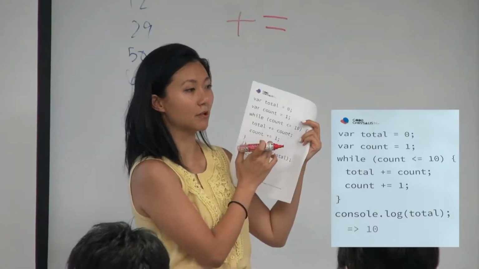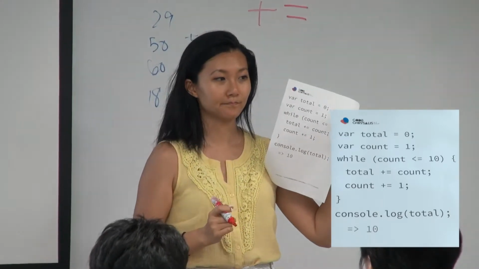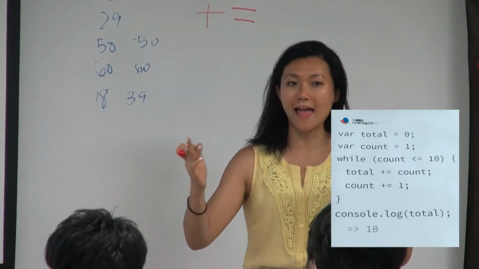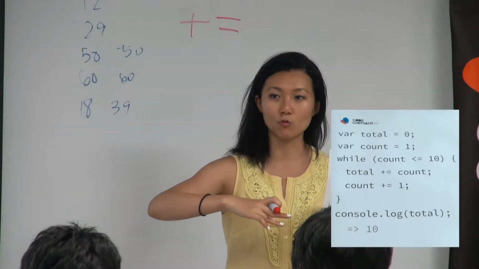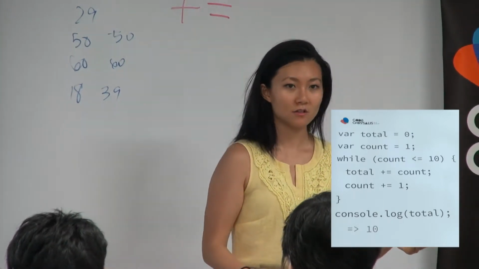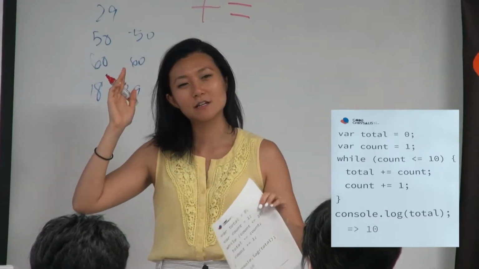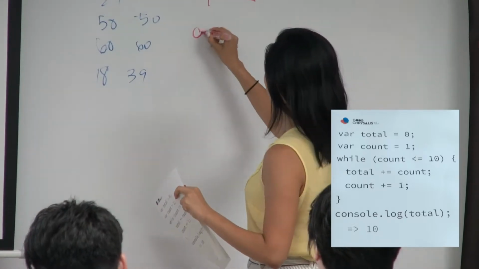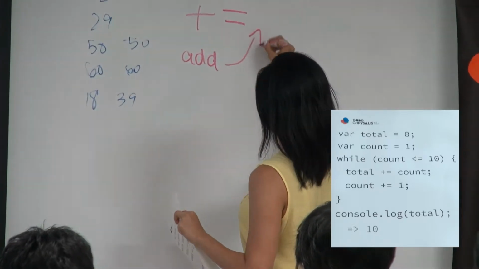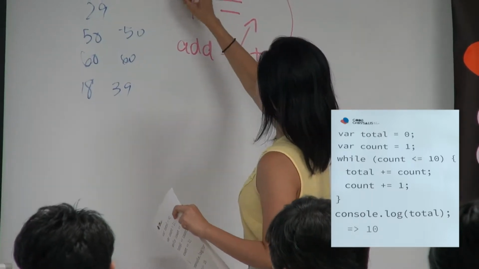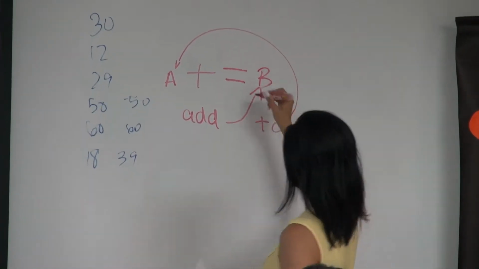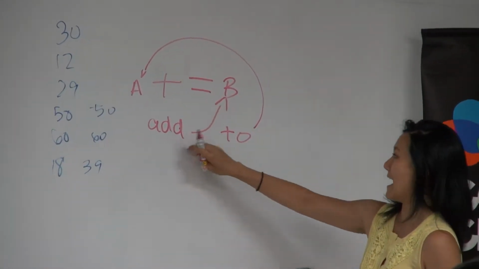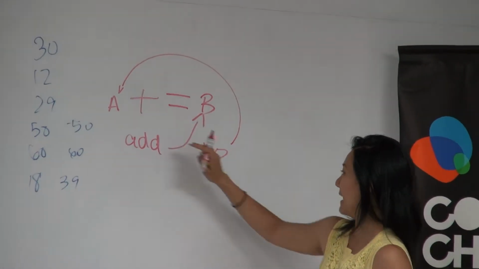How about for count plus equal 1? Yeah, this means that we are adding 1 to whatever our count is. So we're asking, what is count? Let's add 1 to it. Let's plus equal 1. So this means add to that. So if this is A plus equal B, then we say add B to A.